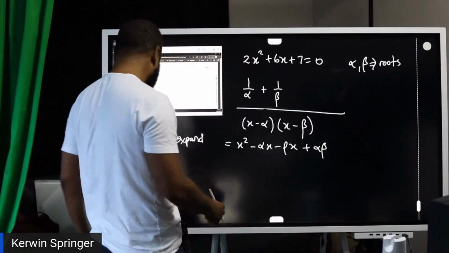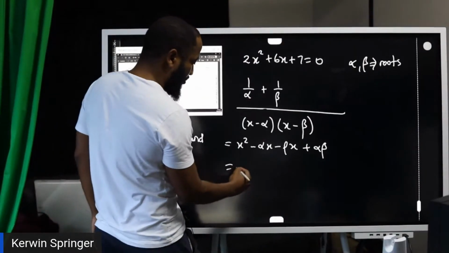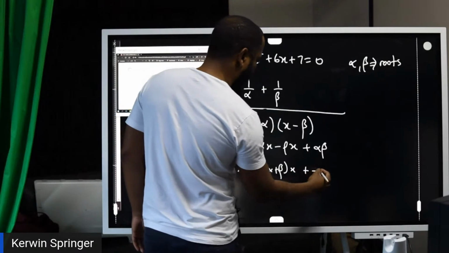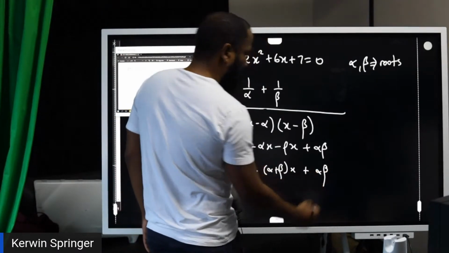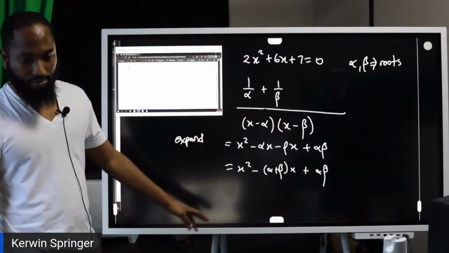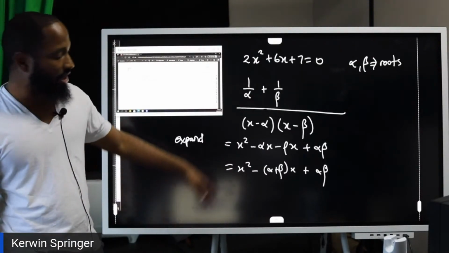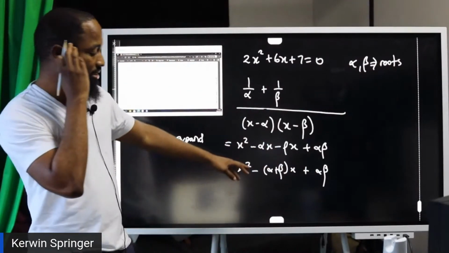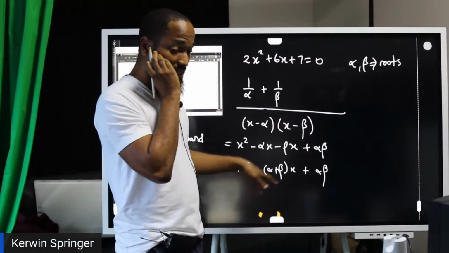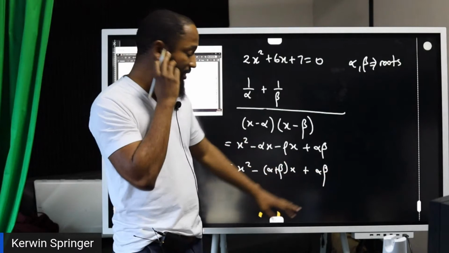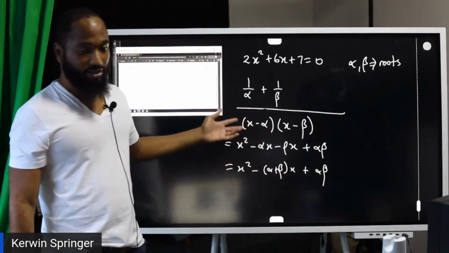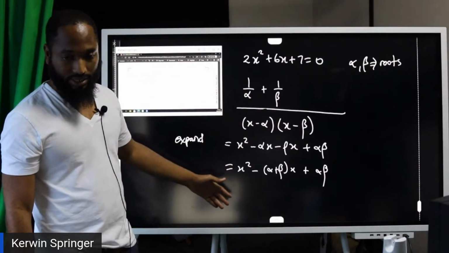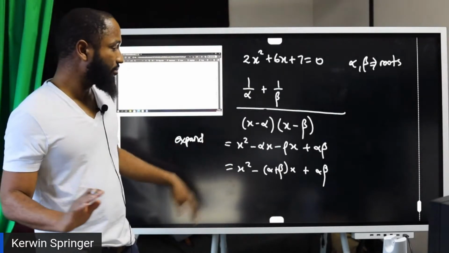When you simplify that, you get minus alpha plus beta x plus alpha beta. So this is where we get the sum and the product thing from, where they say the B over A is minus the sum and the C part is the product. Simply if you expand from this binomial form, from this factorized form, you get this. Everybody good with that? Write in the chat if you're good with that.